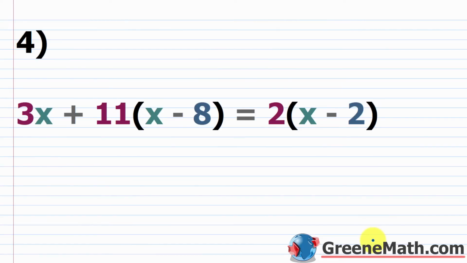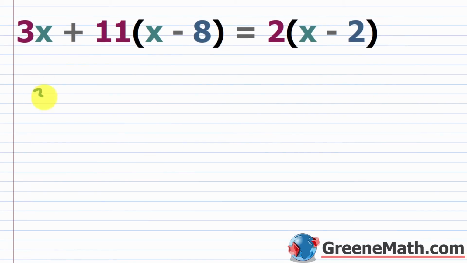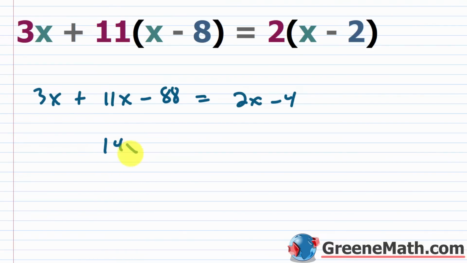Okay, so we have problem number 4. So we have 3x plus 11 times the quantity x minus 8 is equal to 2 times the quantity x minus 2. Let me slide down here. So this is 3x plus 11x, and then minus 88 is equal to 2x, and then minus 4. So just distributing things to clean up. On the left, 3x plus 11x is 14x, and then minus 88, and this equals 2x minus 4.